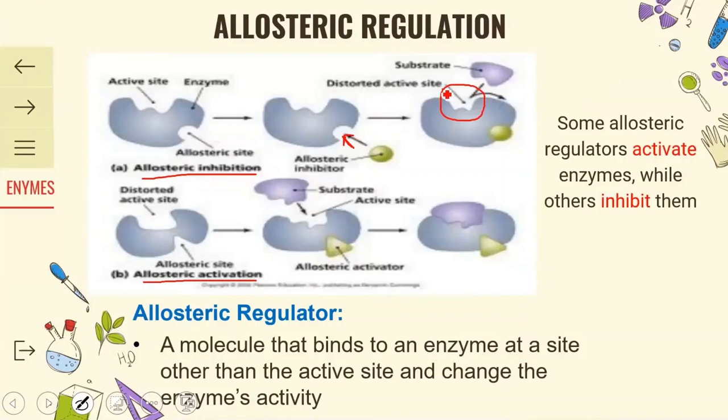Next, the allosteric activation. Once the allosteric activator binds to the allosteric site, what happens? The shape of the enzyme changes compared to its original shape, and then the active site also changes. So now the substrate can bind to the active site.